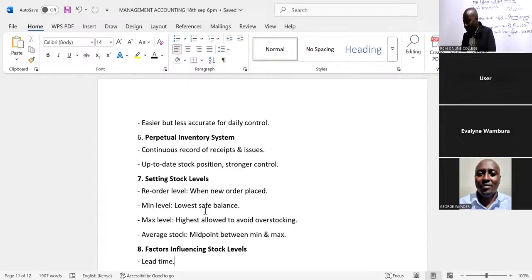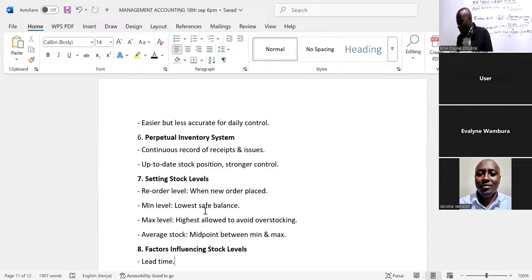Then we have the maximum level. This now marks the very highest that we can ever reach. Once we reach this maximum level, we need to think of what we call overstocking. We don't want to overstock. Yeah, we have these models of computers and you have overstocked. Then in this case, we have other people innovating better computers, and yet you had so many of them. So you lose terribly.